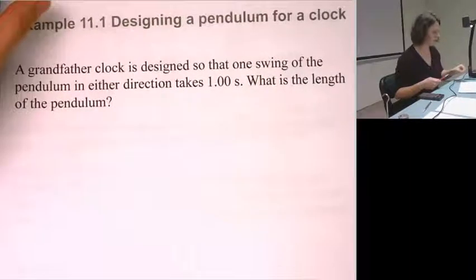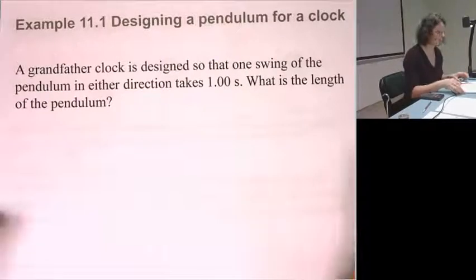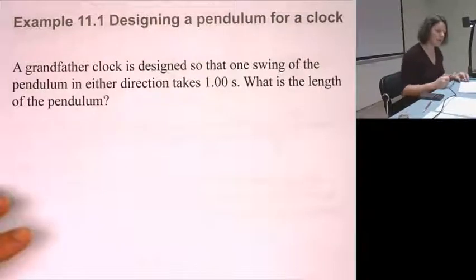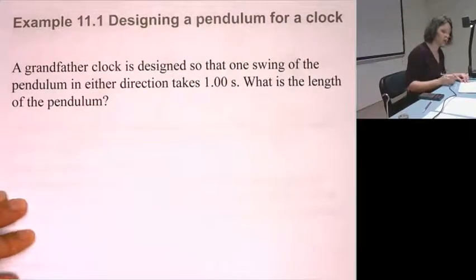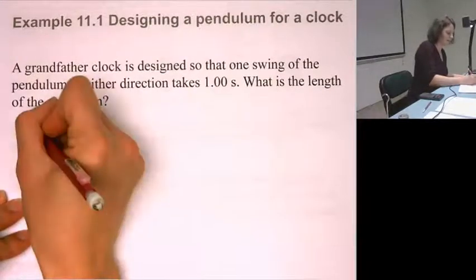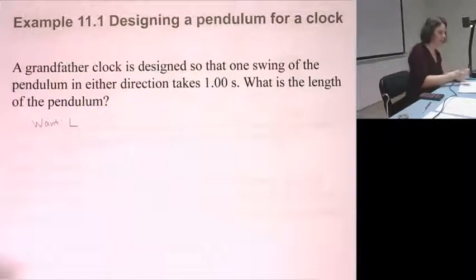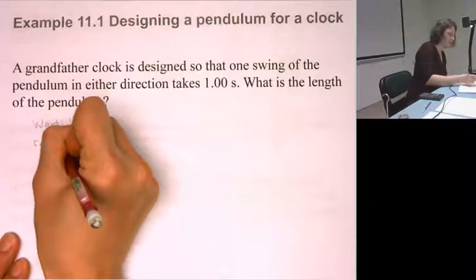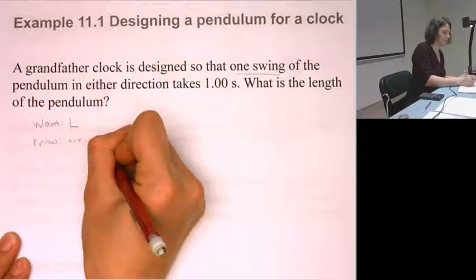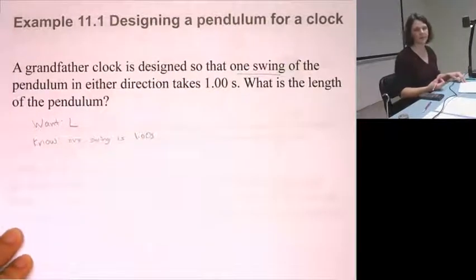Let's design a pendulum for a clock. A grandfather clock is designed so that one swing of the pendulum in either direction takes 1 second. What's the length of the pendulum? So let's write down what we know, which is we want L, the length of the pendulum, and we know one swing is 1.00 seconds. Okay, so what does that mean the period is?